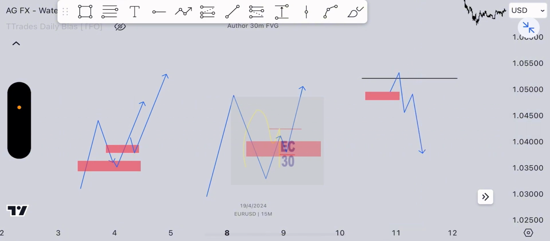So this is just the video for understanding the CBDR and the inversion fair value gap. I will drop the second version of the video later, which explains this model further. This is just to understand the model, and then anticipate. We are going to dive more into this.